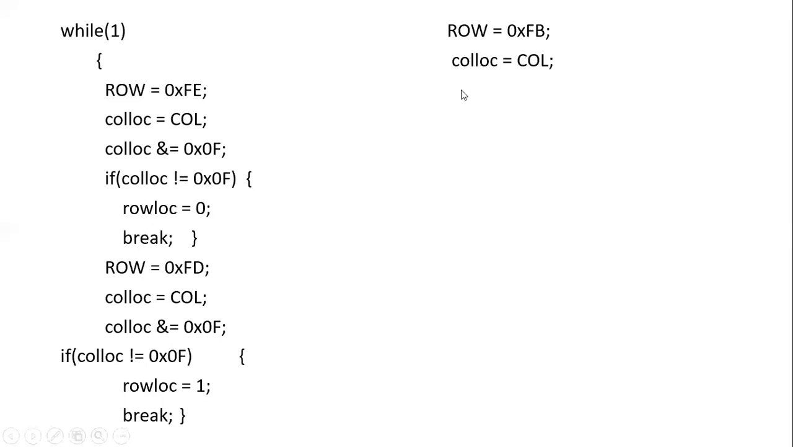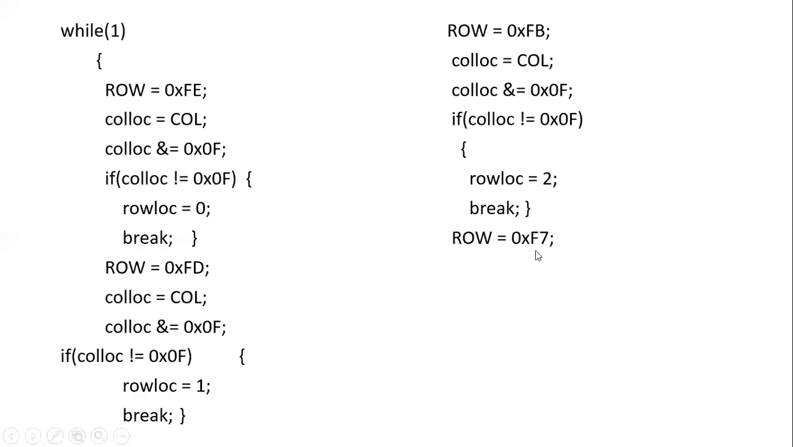Then we read the column, again masking the bits. After masking the bits, we check the condition. If it is not equal, then we say that the row location is going to be 2. If it is equal, then we will go for the next row. At this time, some key must have been pressed, because we are passing from here to here just because the key press has not been detected in any of the previous rows.